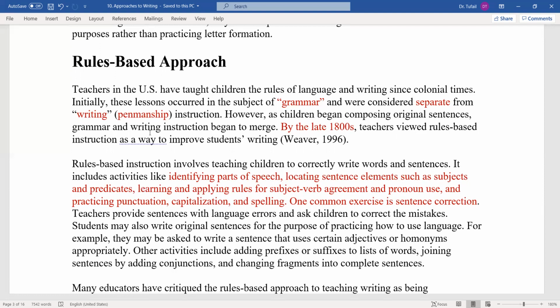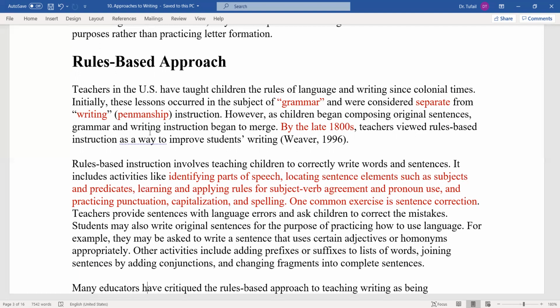Now here two things were there. Initially the teachers were teaching grammar to students, only the rules of how to write, and then the writing, penmanship, was separate. So the students were given two types of instruction. One was handwriting skills, and the other was grammar. In grammar, they were given the rules.